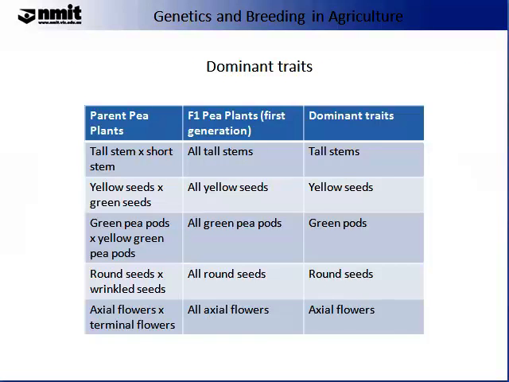So here we have the results of the dominant traits for each of the observations that Mendel calculated. For example, the homozygous tall stem plant was crossed with the homozygous short stem plants, and in the first generation, or F1 generation, all of the plants produced were tall stems. Therefore, you can deduce that tall stems are more dominant than short stems. Please check all your answers for the seeds, pod colour, seed shape and flower position.